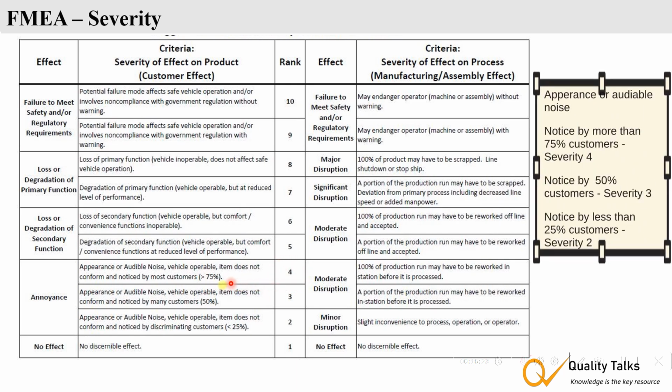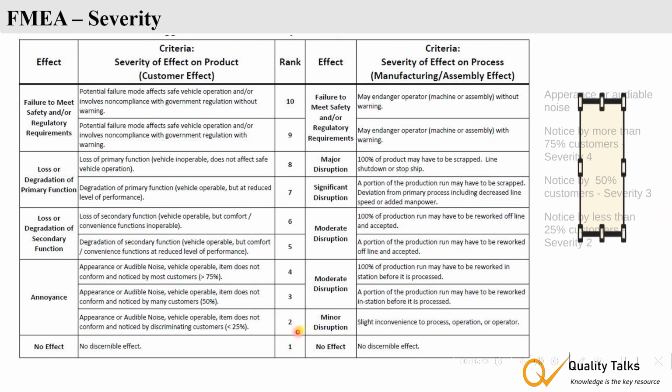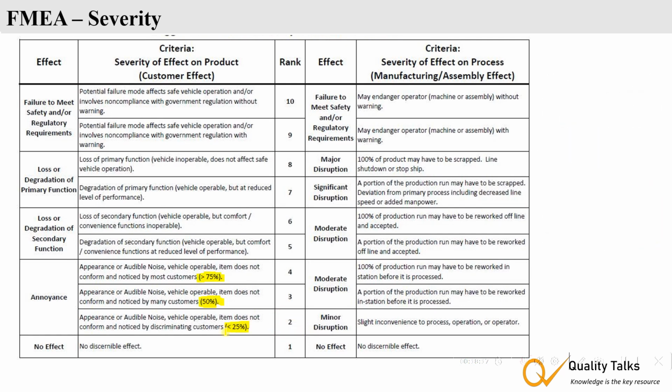Severity 3 is also the same, but now only 50% of customers can notice it. It is severity 3. Severity 2, the statement is the same, but less than 25% of customers can notice it. It is severity 2. Severity 1, no effect, no impact on the end user, is severity 1.